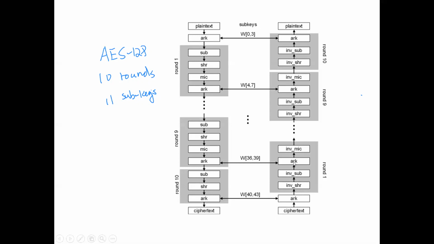Inverse arc is the same as arc, because it's exclusive OR, and then inverse mix. So it's not in the same order as encryption. You do the same sequence of operations for 9 rounds, and then in the last round, you have inverse shift, inverse sub, and then arc, which is also not exactly the same order as encryption. So this is a higher level view of AES.